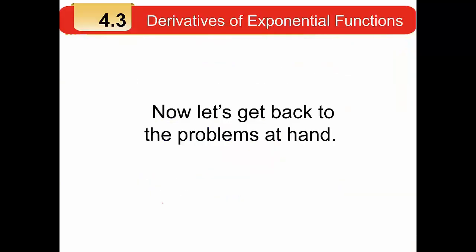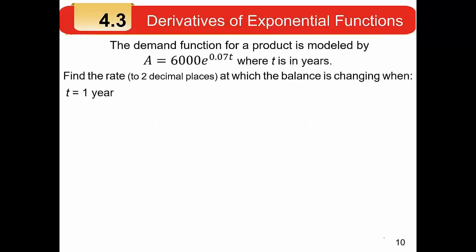Okay, having done that, let's get back to the problems we're going to work. How about this? The demand function for a product is modeled by A equals 6,000 times e to the 0.07t, where t is in years. Find the rate to 2 decimal places at which the balance is changing when t is equal to 1 year.